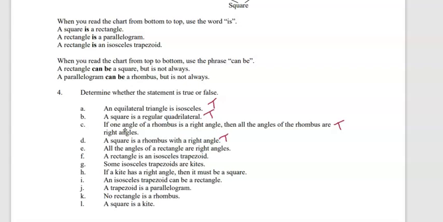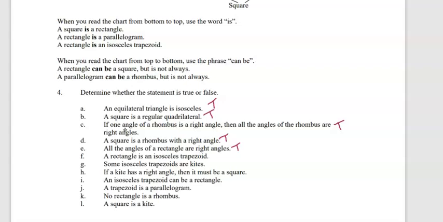All of the angles of a rectangle are right angles, and that's by definition. If you go back up in your notes, by definition, a rectangle is a parallelogram with four right angles, and so all angles on a rectangle are right angles. That's also true. We got a lot of true statements going on.